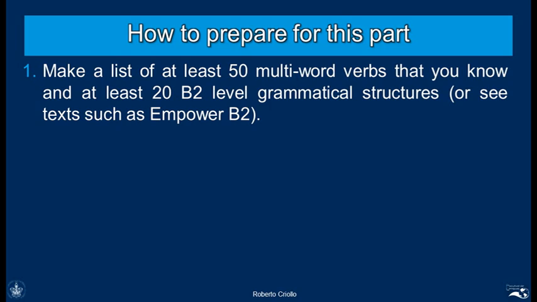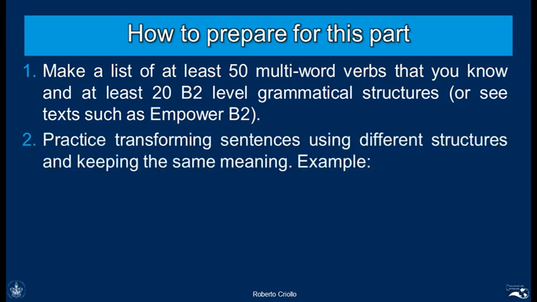For this, I suggest that you go to the Empower B2, but B2 level grammatical structures will be things like passive forms. It will be the second and the third conditionals. It will be reported speech. It could be hypothesizing in the future, and so on and so forth. So you're going to make a list of these verbs and these grammatical structures, and then what you will do is you will try to practice transforming sentences using different structures and keeping the same meaning.